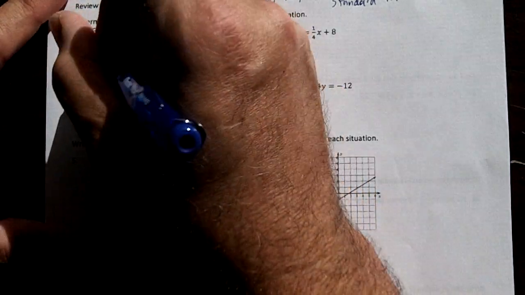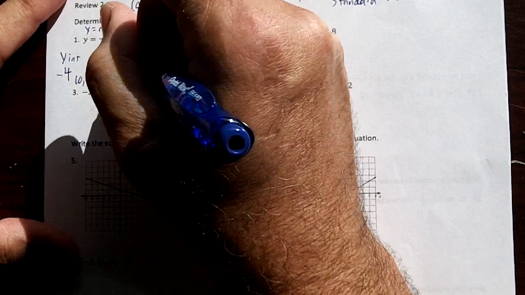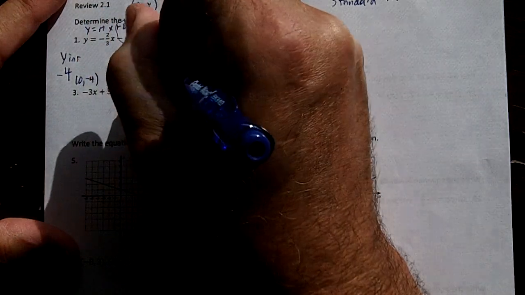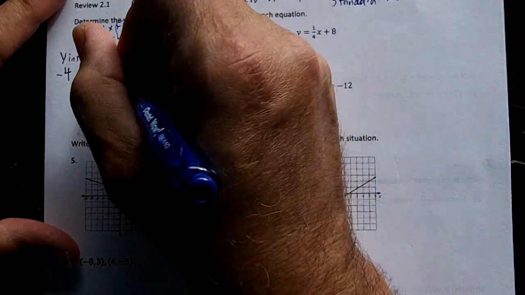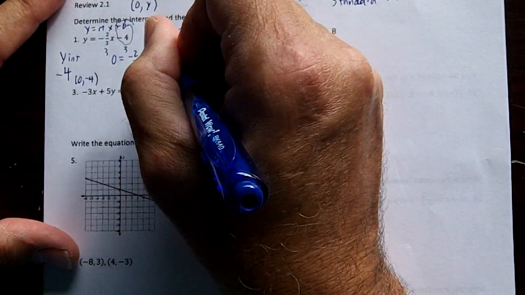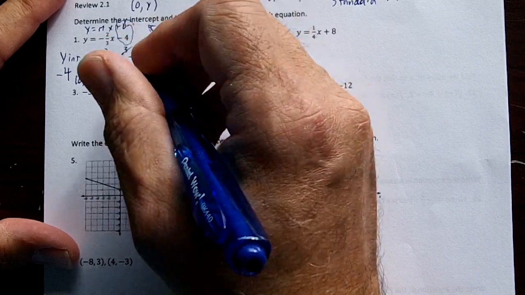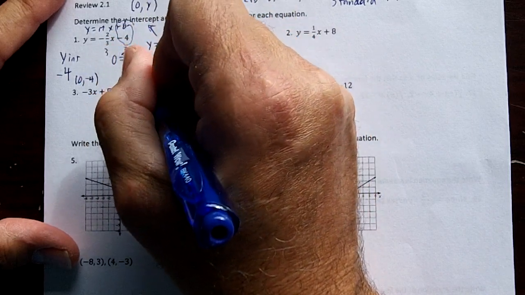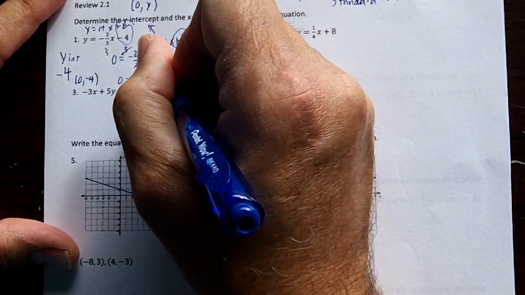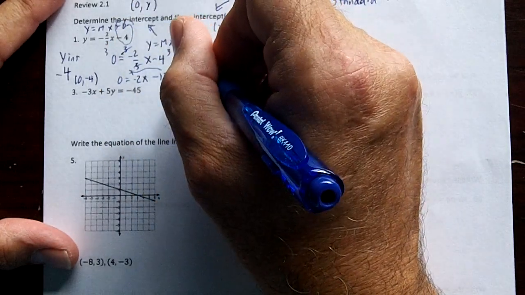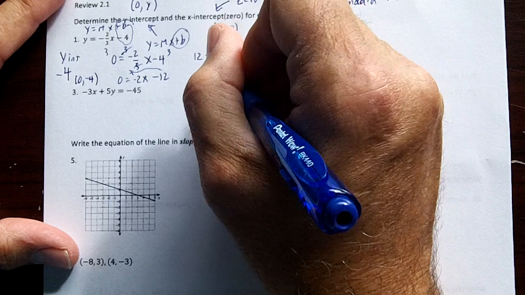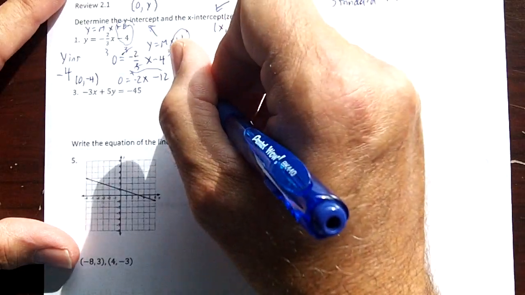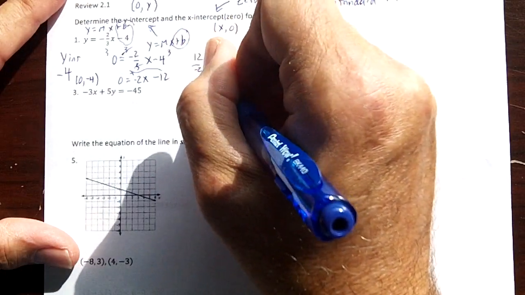Now then, let's replace y with 0. So we'll get 0 equals negative 2 over 3x minus 4. So what I'm doing is replacing y with 0. I'm going to multiply everything by 3 to get rid of my 3 here. I'll get 0 equals negative 2x minus 12. I'm going to move the 12 over. I'm going to get 12 equals negative 2x. So if I divide by negative 2, I'm going to get negative 6 equals x.